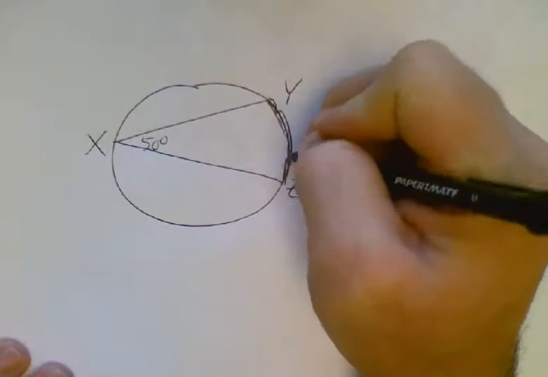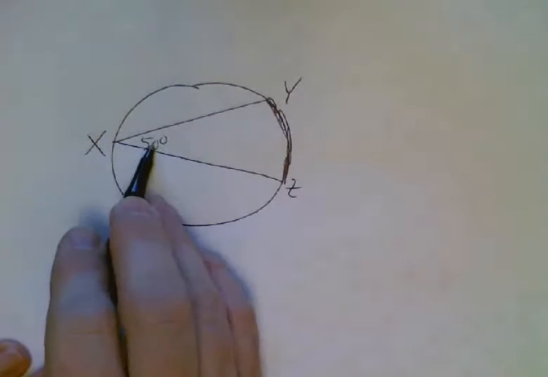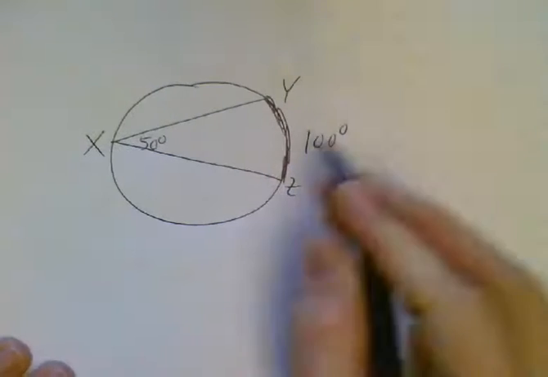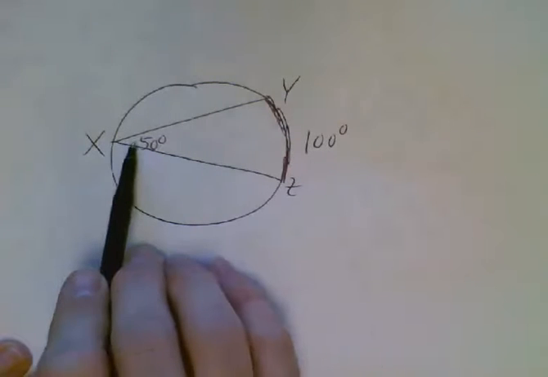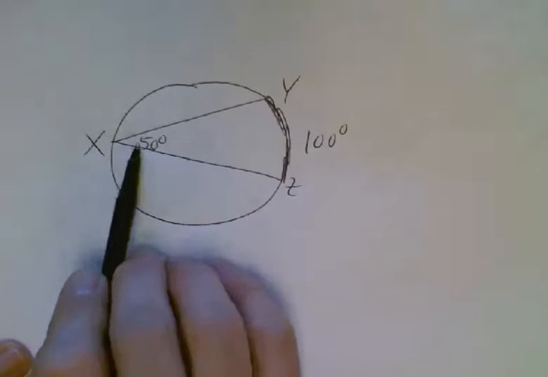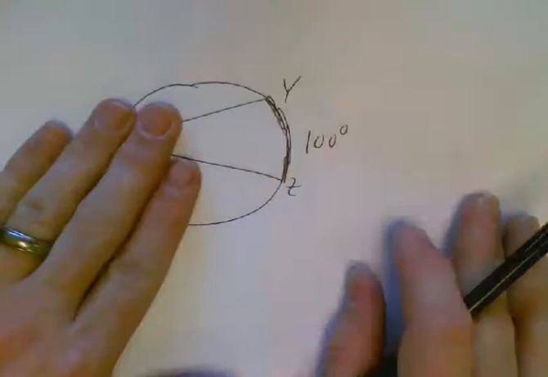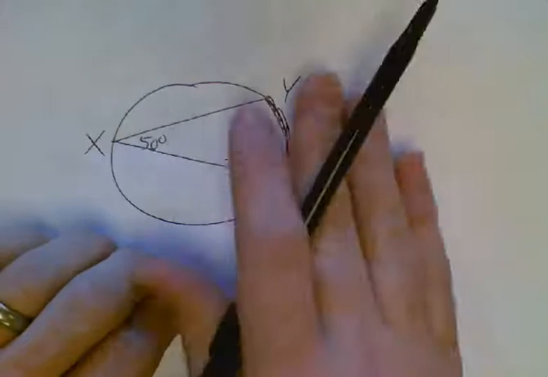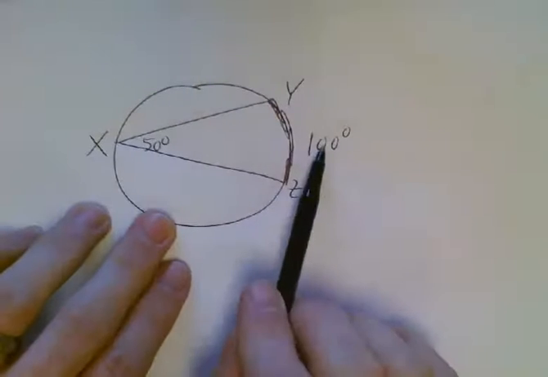This is the arc I want. This is the inscribed angle that I've got. If the inscribed angle is 50, then this arc has to be 100, because that's 2 times 50. The arc is always double the inscribed angle, or the inscribed angle is always half the arc. Just depends on which way you need to go. If I gave you the 100 first, then you would have just divided by 2 to get the inscribed angle. If I give you the inscribed angle first, then you just multiply by 2 to get the arc.